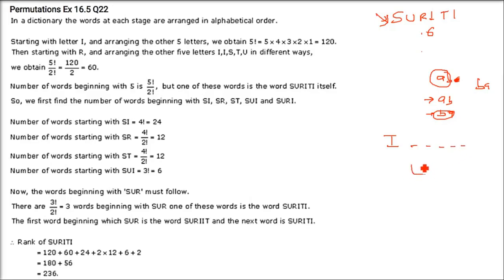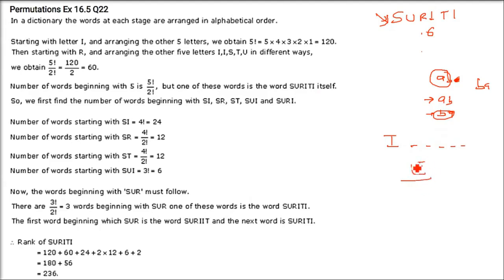Now first fix I at the start. First I will come, so you fix I. Now 4 positions are there. I is already there, first I we fix. There are 5 positions, so it will be factorial 5.